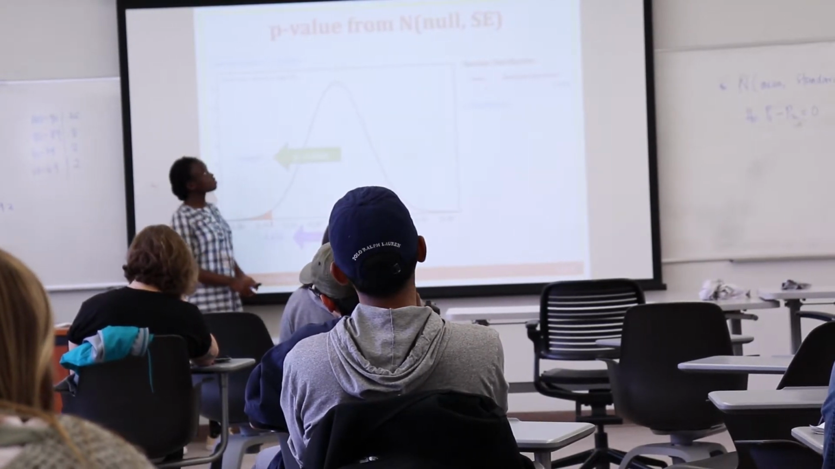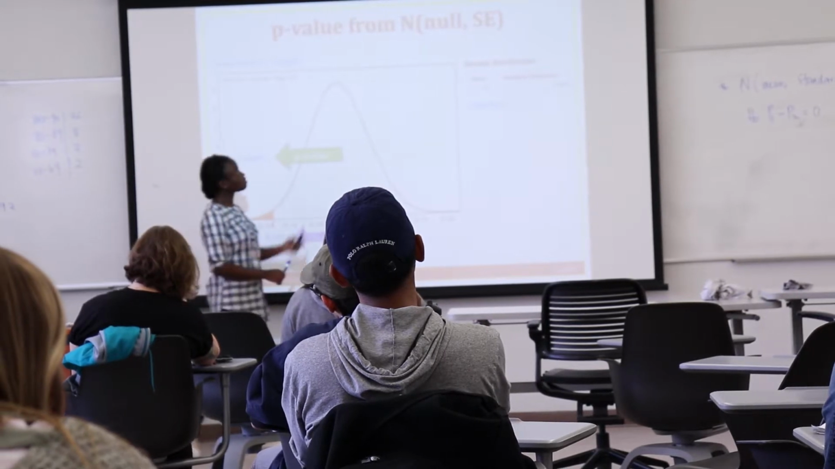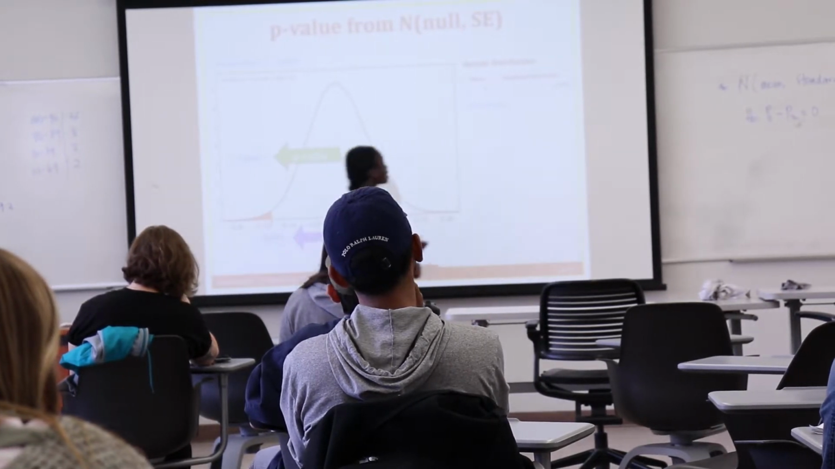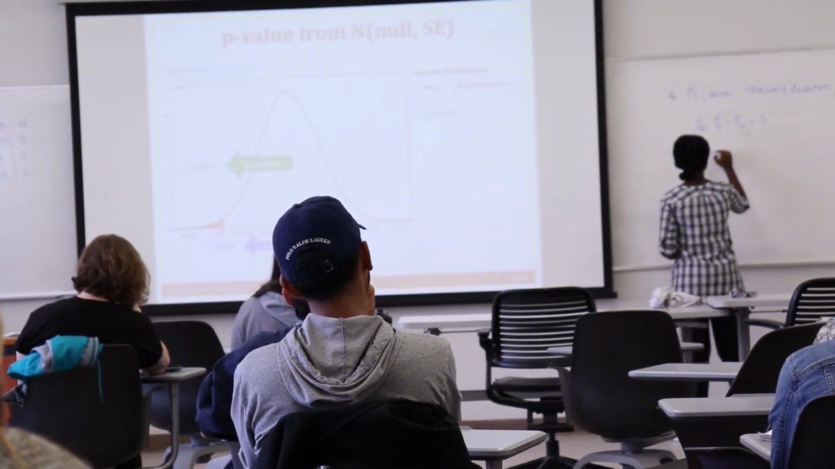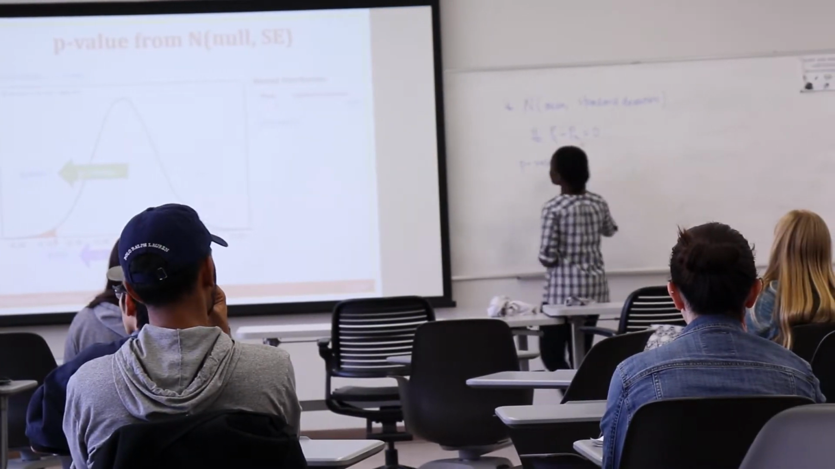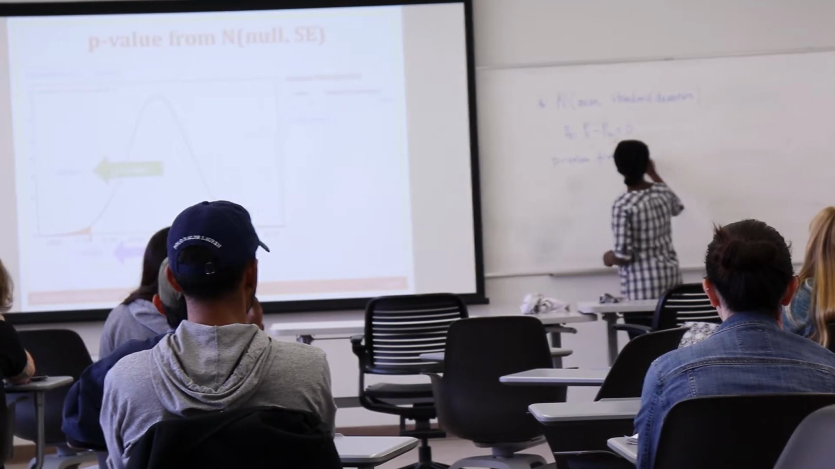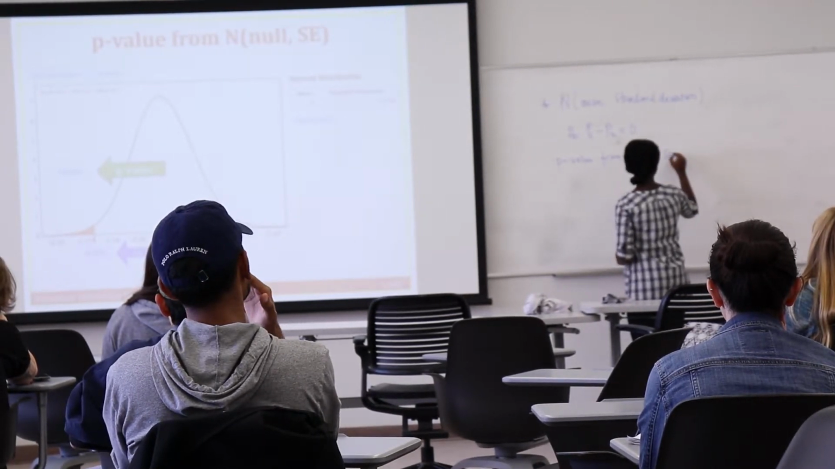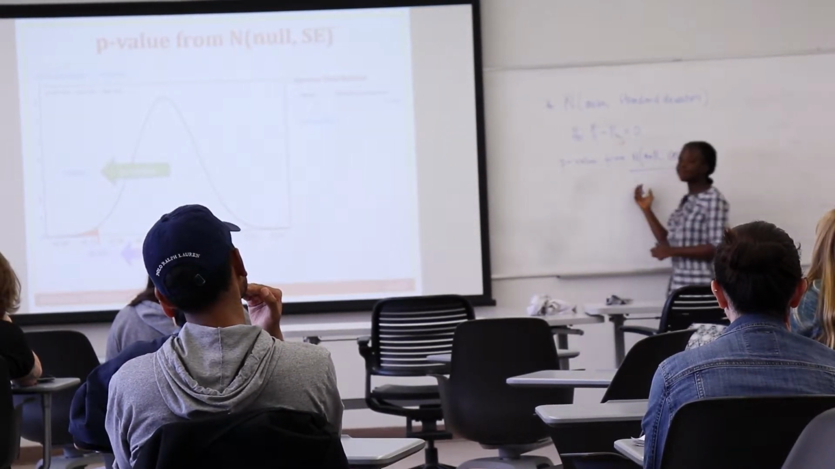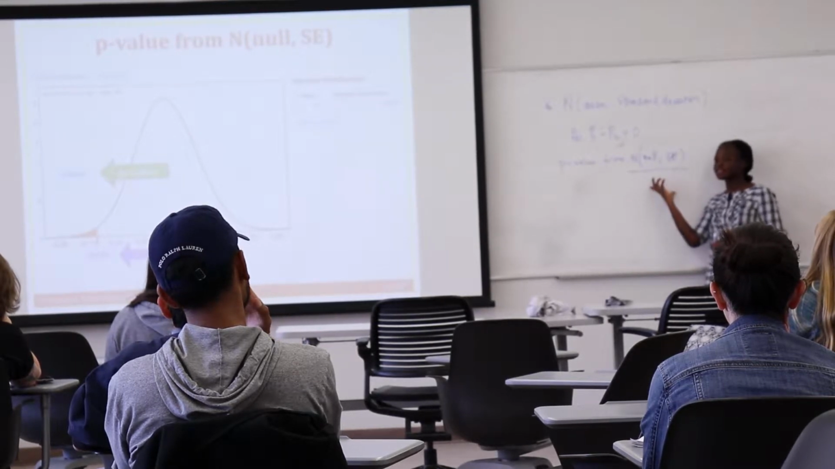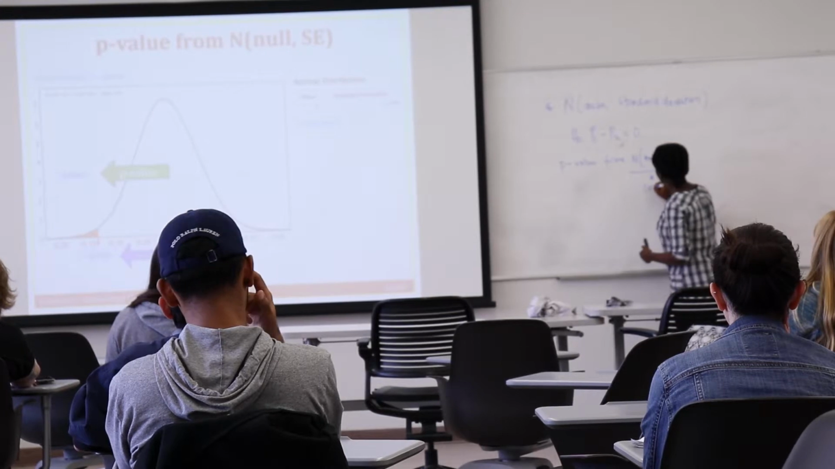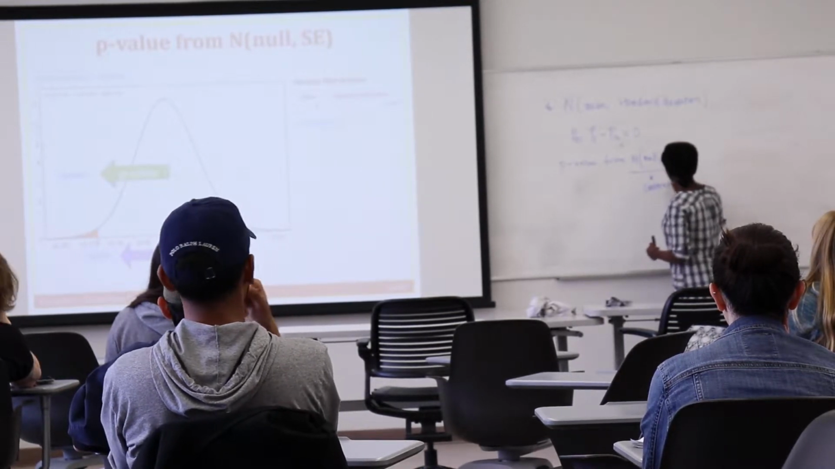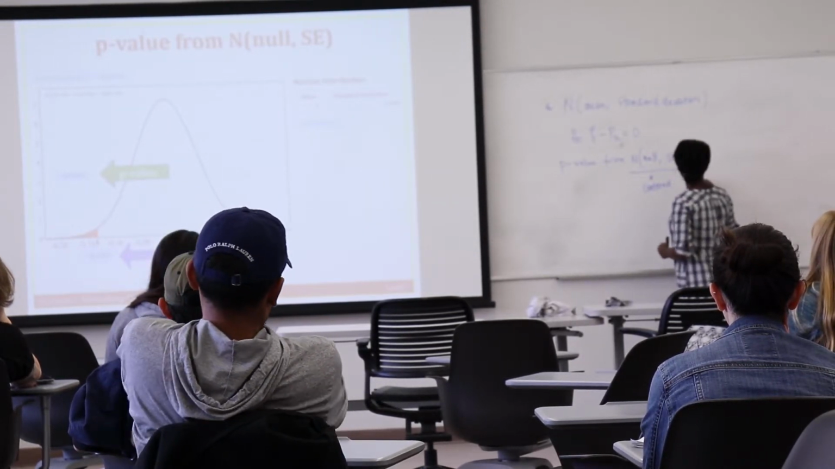Over here we have the null and the standard error. For the p-value, we are looking at the p-value from the null and the standard error. This is telling us that it's a randomization distribution, because it's centered at the null. And this corresponds to the standard error.